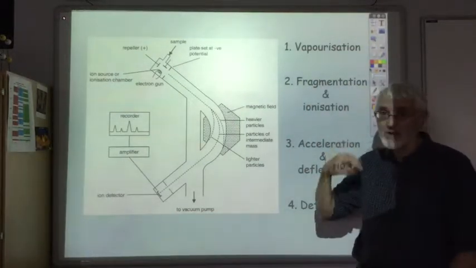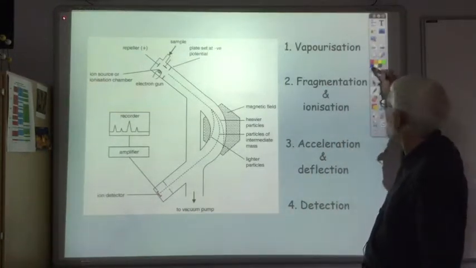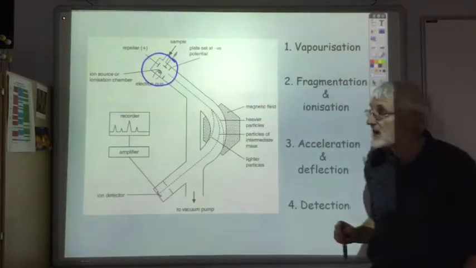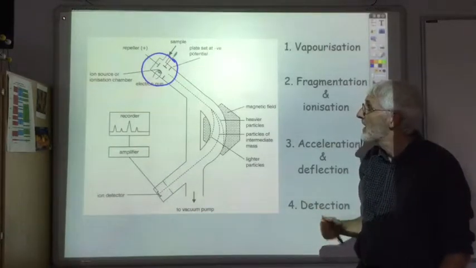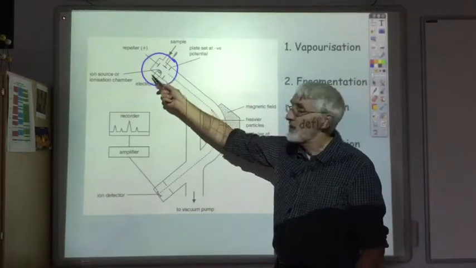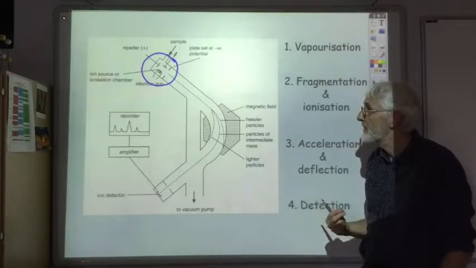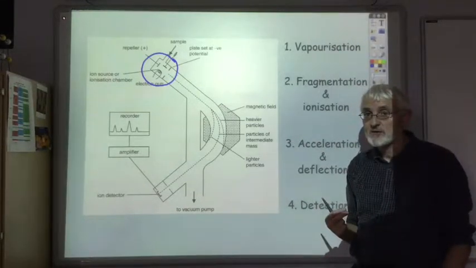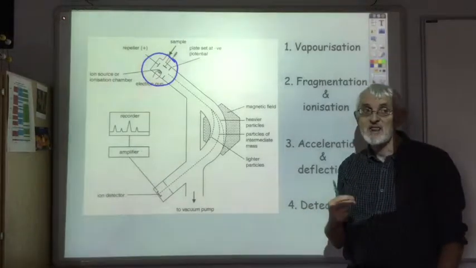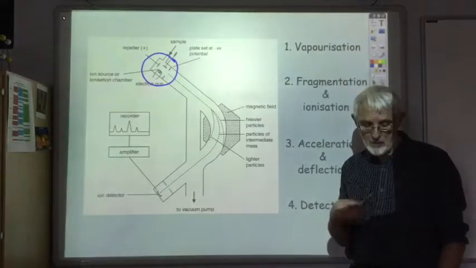The second step, probably the most interesting step, is the fragmentation and ionization. And all that takes place in this area here. And this is brought about by an electron gun which fires high energy electrons at the vaporized sample. And what these high energy electrons do is they can fragment the molecule. So they can break some of the covalent bonds, not all of the covalent bonds, but some of the covalent bonds will get broken.